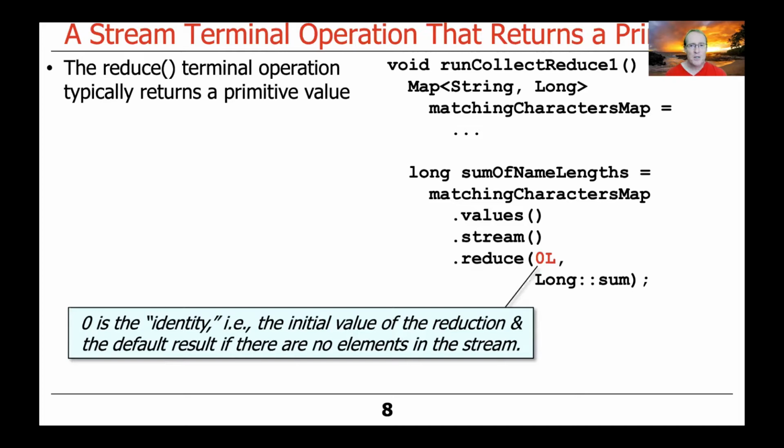The first parameter that's passed to reduce is the identity value. It's the initial value of the reduction, which is 0, and it's also the default result if there are in fact no elements in the stream. So if the stream actually has 0 elements, which would be weird, but if it did, then the resulting value would be 0, which is exactly right. The sum of the name lengths of an empty stream is 0. It's also the identity value. Identity just means that that value plus any other value returns the other value you just added to it. So that's what's called the identity value.